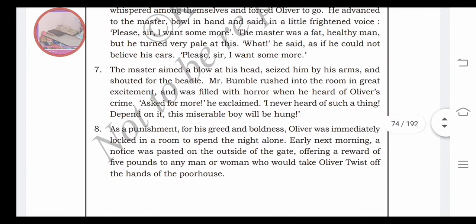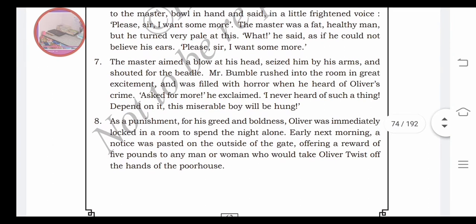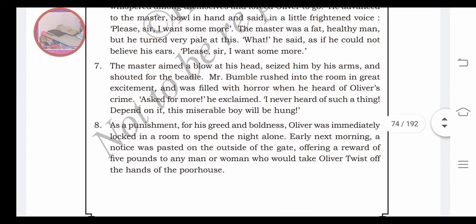So next here, when he asked, again the boy came and he held his hand. Who? That fat man who was there, right? So he held his hand.